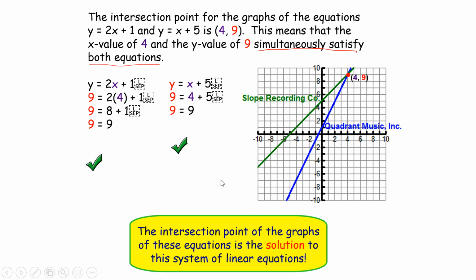So the intersection point of the graphs of these equations is the solution to this system of linear equations. So we call it our solution to the system of linear equations. Remember, the system means 2 or more lines.